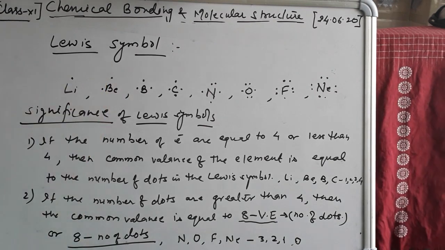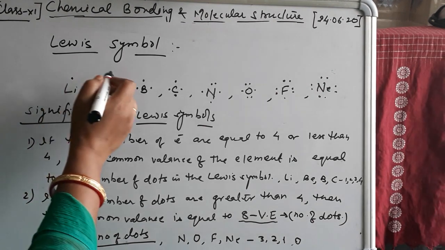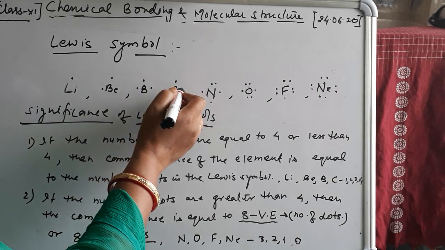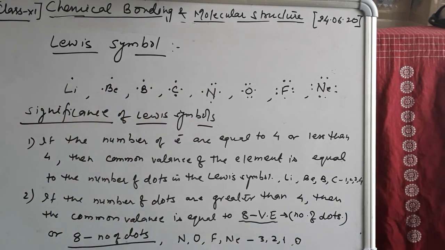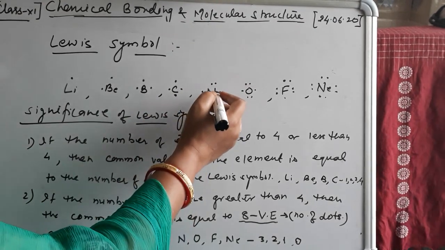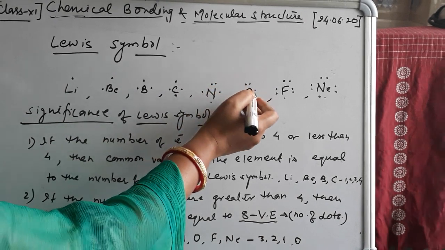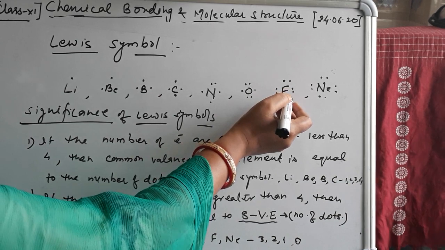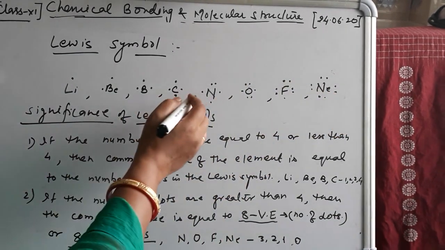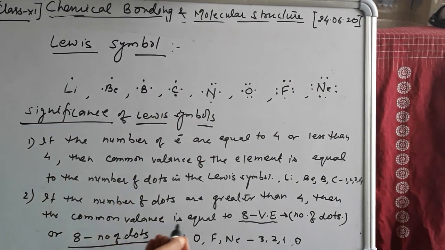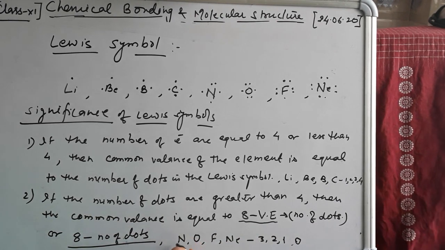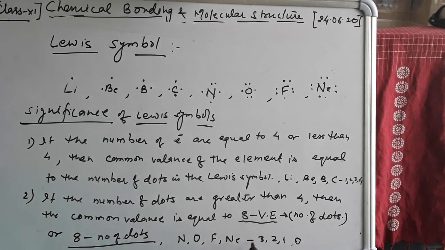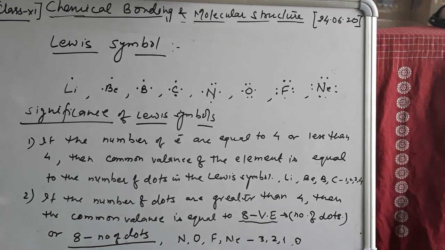this dot indicates the valence electron. So the rule is valence electron 1, 2, 3 and 4, dots 1, 2, 3 and 4, means their valency is equal to the number of dots. But when the dots become greater than 4, nitrogen has 5 dots, oxygen 6, fluorine 7, neon 8. So when it becomes more than 4, we calculate the valency by 8 minus number of dots. Like nitrogen, the valency is 3 because valence electron is 5, and 8 minus 5 becomes 3.